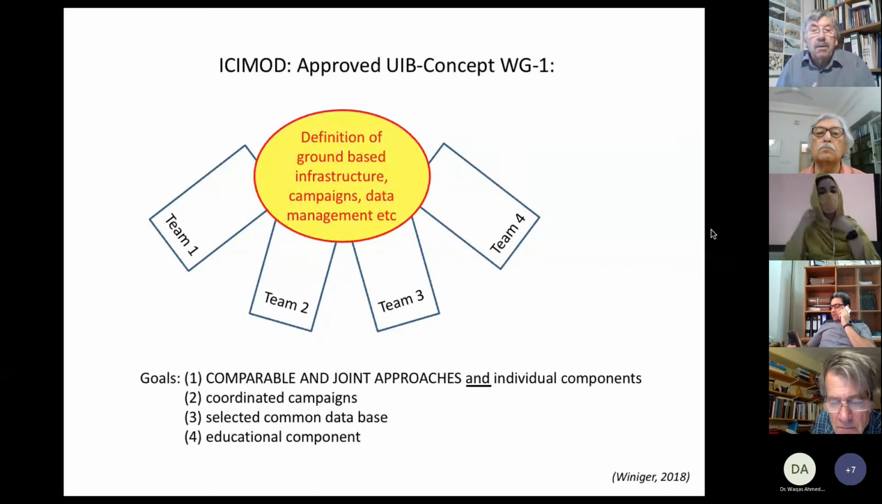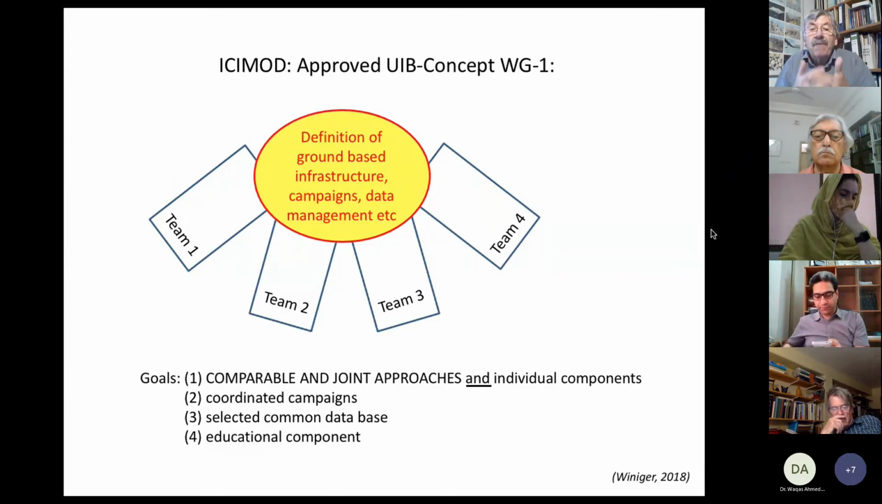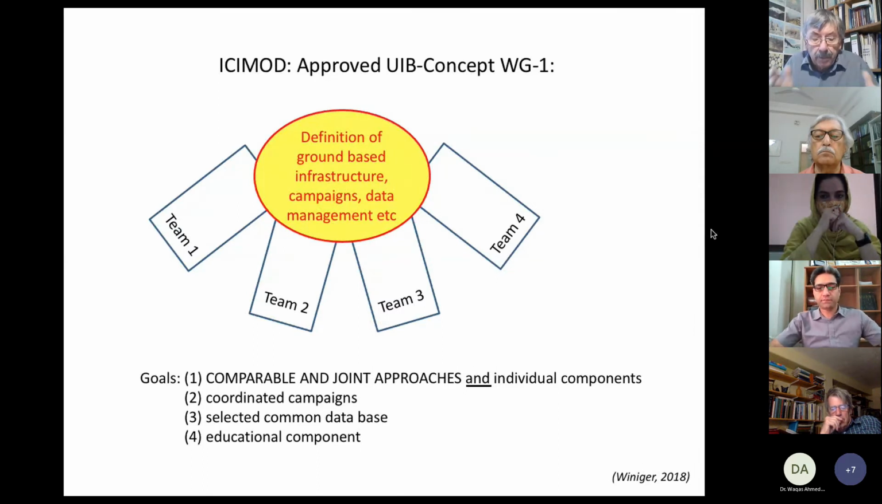They have their local or individual research preferences and capacities, but some overlapping issues should be envisaged. Definition of ground-based infrastructure, campaigns, data management, and so on. This has been done, and it should be goal number 1: comparable and joint approaches and individual components and so on. There we could really go into detail, and it should be discussed again.